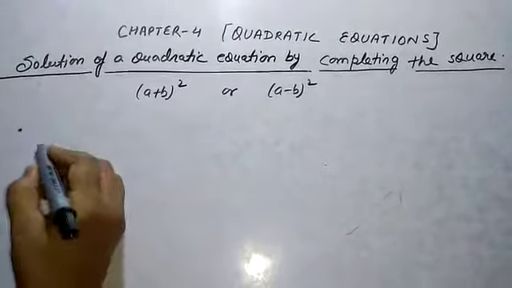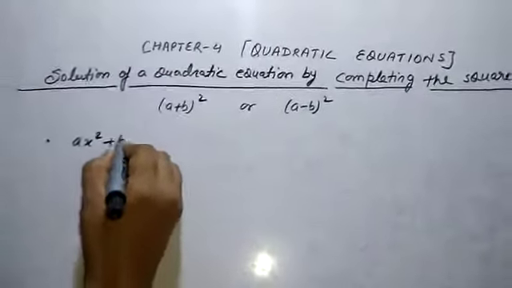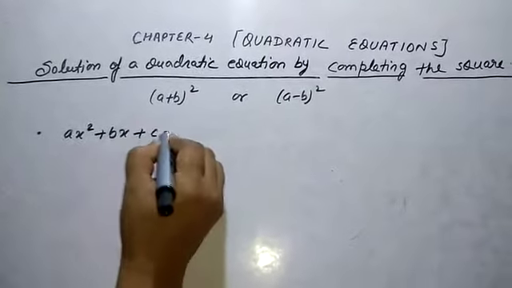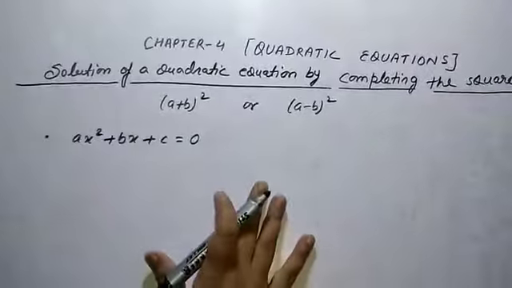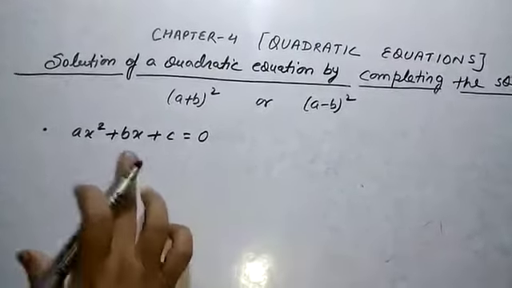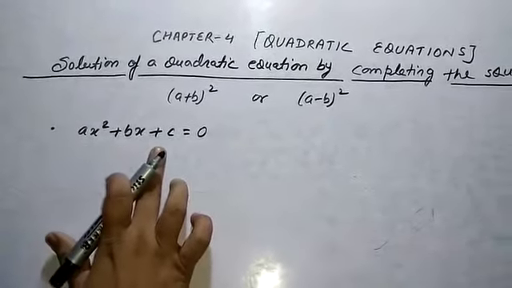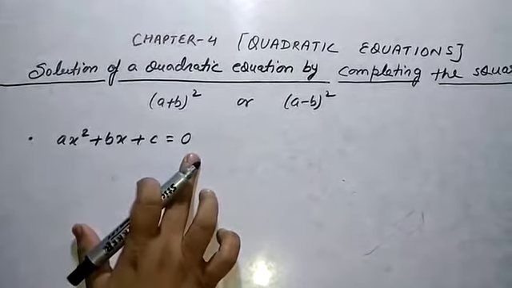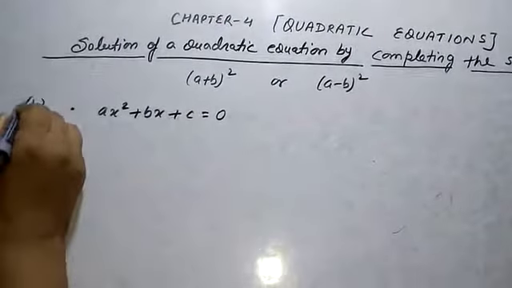See, always our equations are in the form of ax square plus bx plus c equals to 0. This is the standard form of a quadratic equation. So, at first we will try to convert all the equations in this form, ax square plus bx plus c equals to 0. Then, this is step 1.